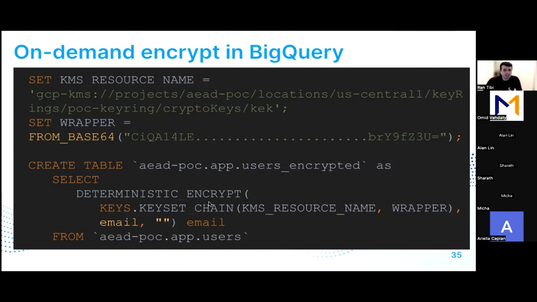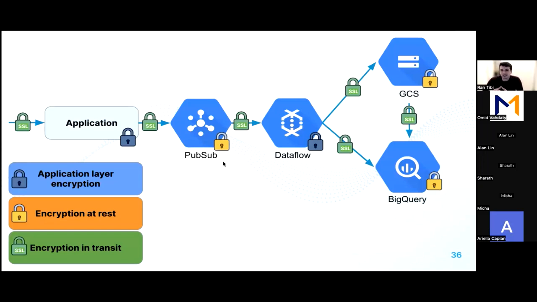Now, you probably want to use this functionality when you are modeling. For example, if you want to create a model that extracts the username from the email, you will first use deterministic decrypt to decrypt the email, extract the username from the email, and then use deterministic encrypt to encrypt the username again. It's a less common use case, but you might want to use it in some cases, probably when you are modeling, because generally you don't want to load the data as plain data to BigQuery and only then encrypt it, right? You want to make sure that the data stored in BigQuery is always encrypted. And that's it. Our data pipeline is now protected on all three levels, including the application layer.